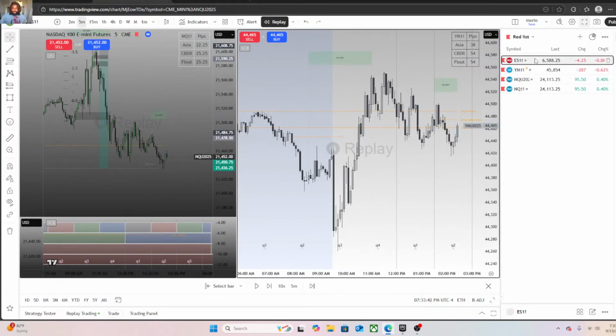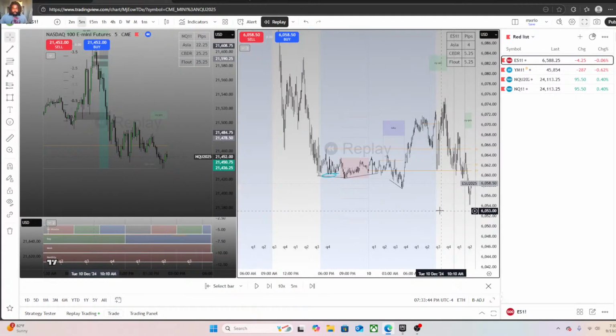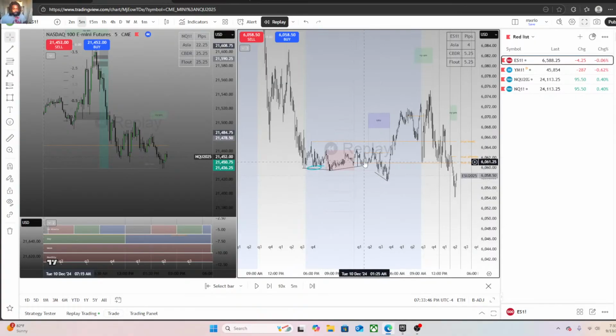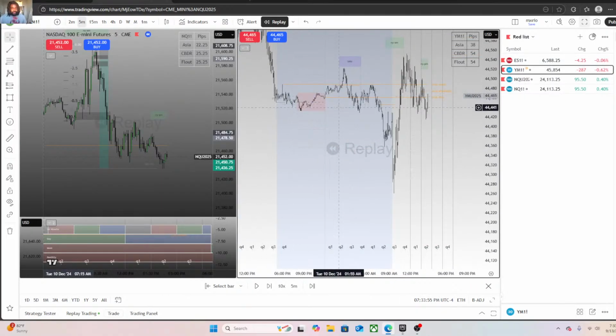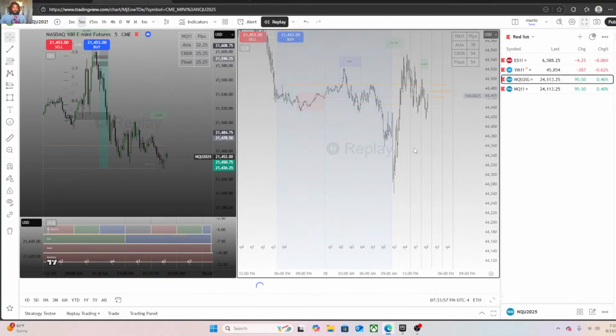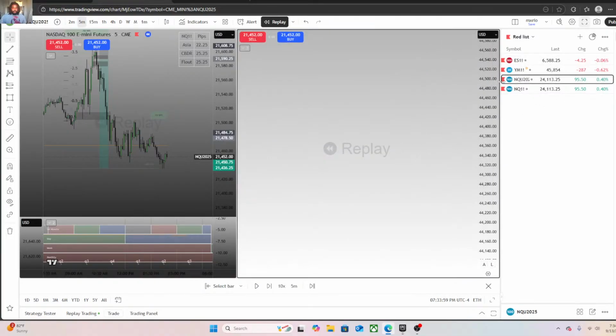All right, so back to ES. So remember, ES already sold the previous lows. NQ dragged ES down so it can get there. If we look at YM, yep, YM was already under there too. So NQ was the only one that was out of sync. Oops.